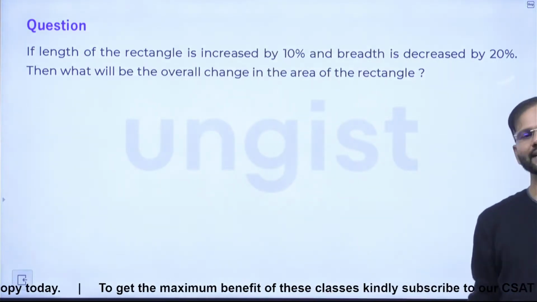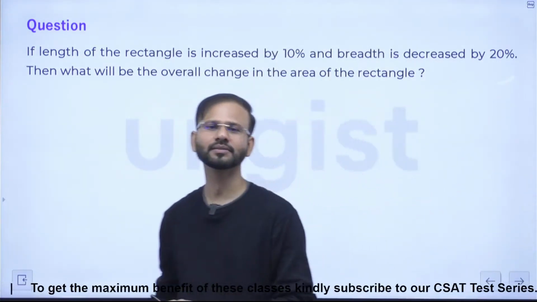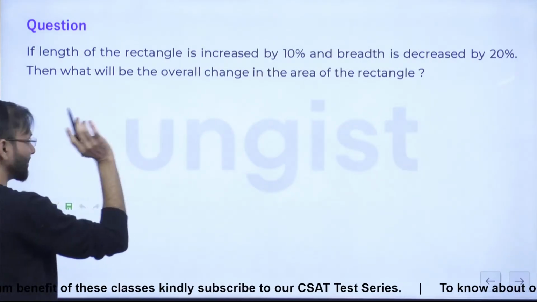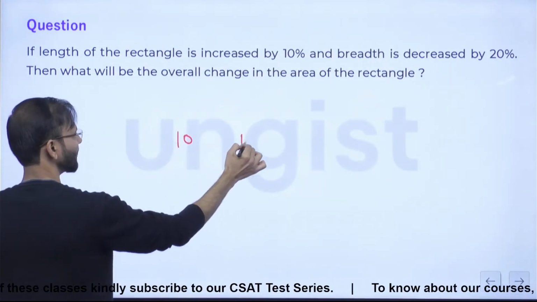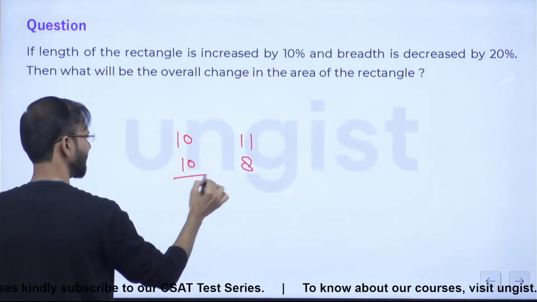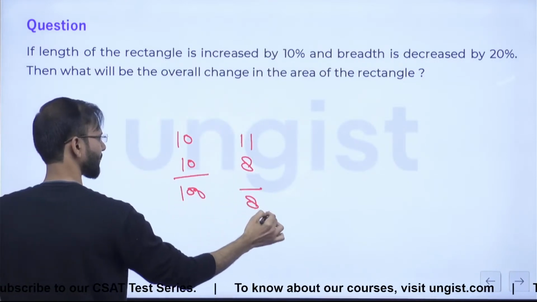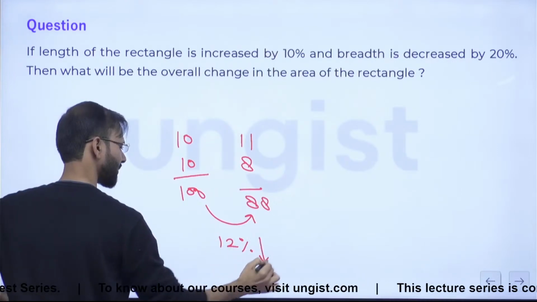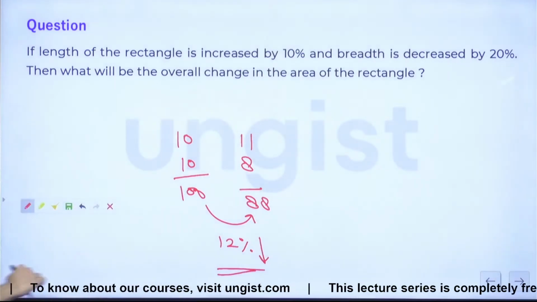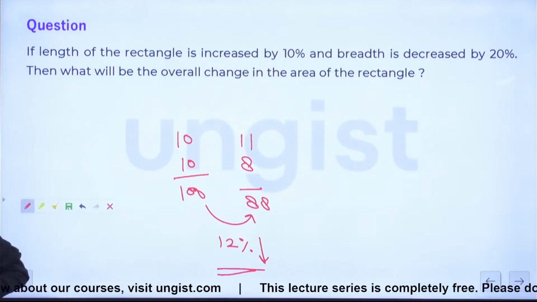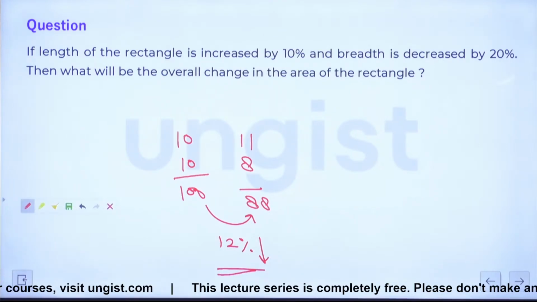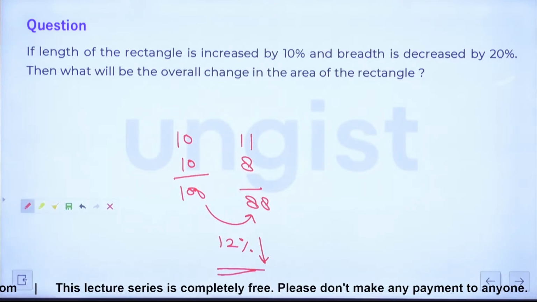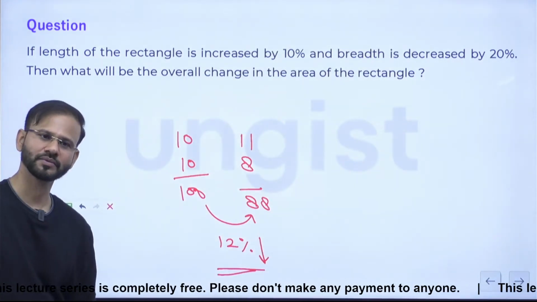Yes. See guys, here 100 is becoming 88. Right? 100 becomes 88. See, now I am not writing length and breadth, I am directly writing the question. 10 becomes 11, 10 becomes 8. Fine. So 100 becomes 88. So this is a decrement of 12%, guys. Right? All of it is clear? Right? Done? Any doubt? Anyone? No?